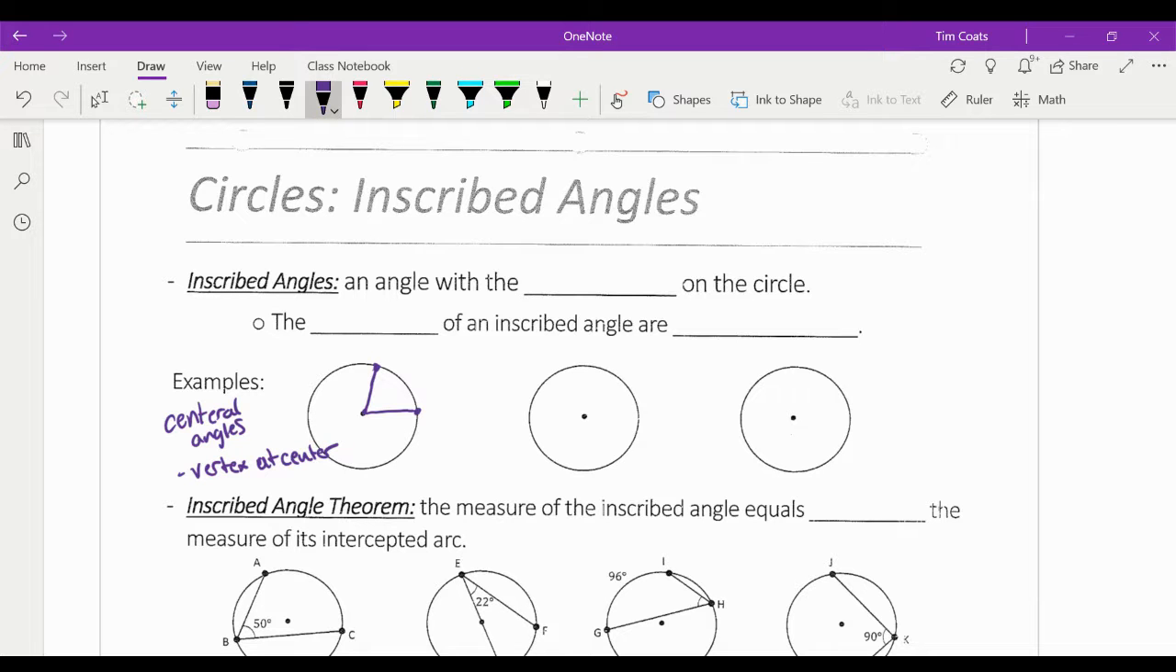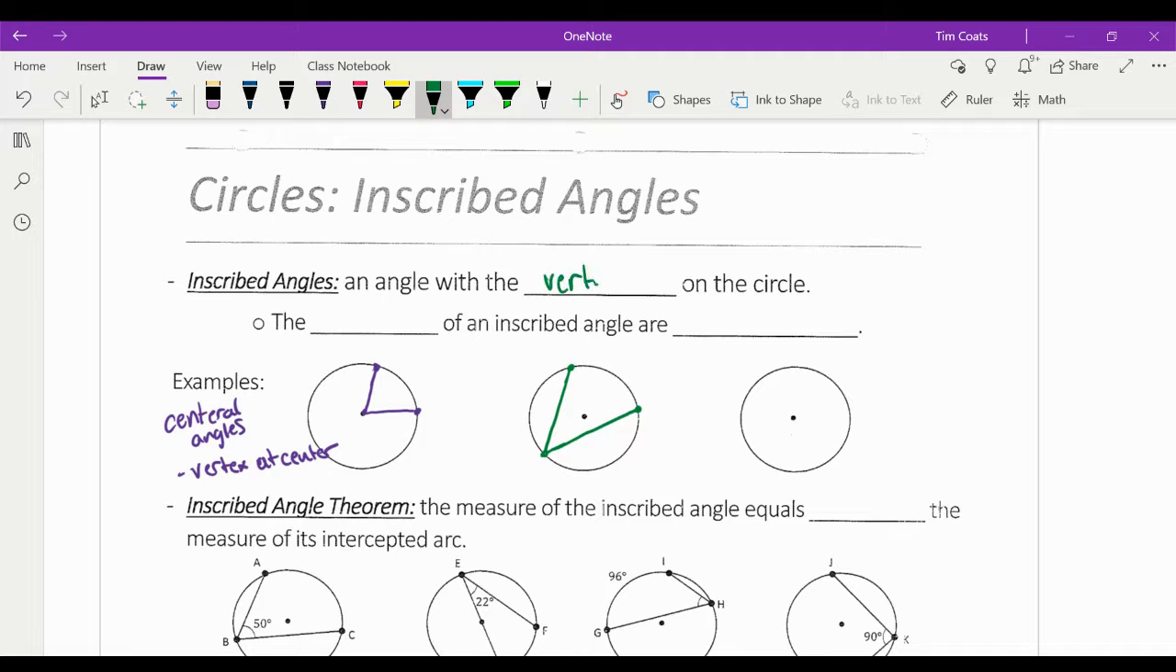So what we're going to talk about today is, what if we have this different type of angle that goes from one side of the circle to the other, but now all of a sudden it no longer has the vertex at the center? What is that called? Well, that's called an inscribed angle, because an inscribed angle is an angle in the circle where the vertex lies on the circle.